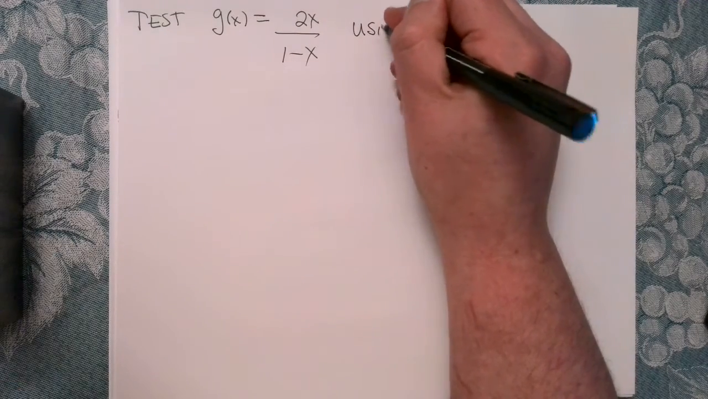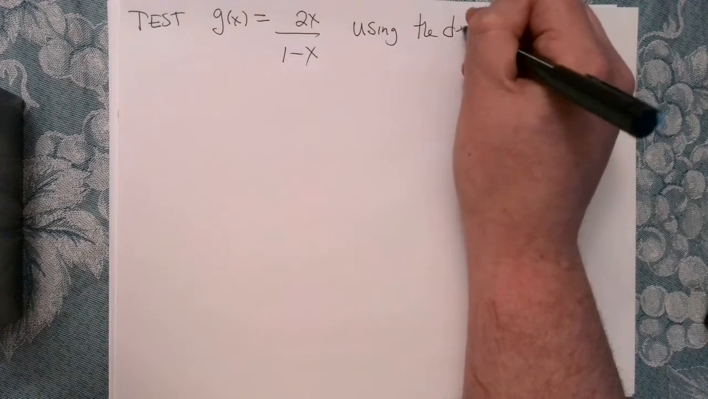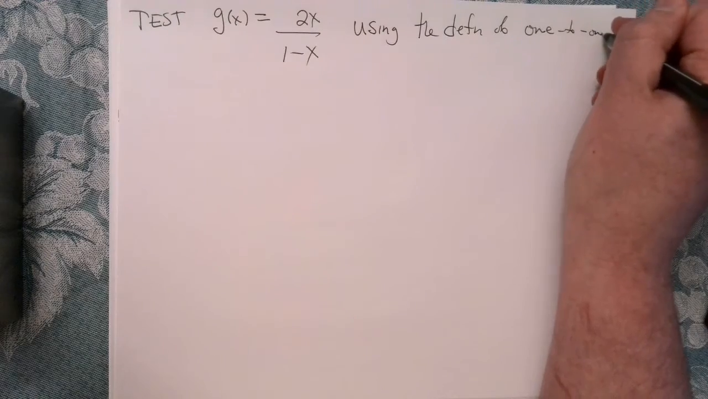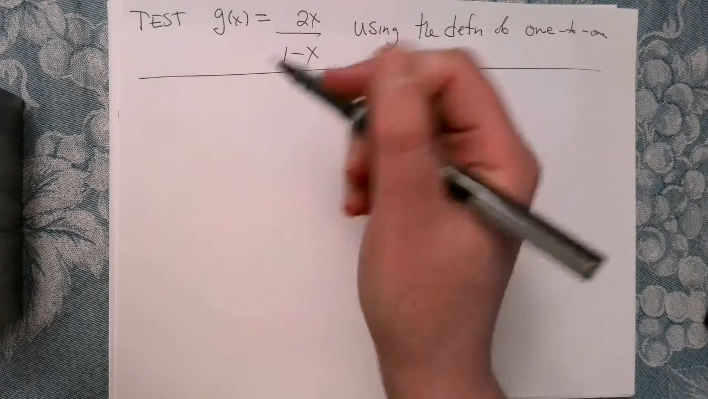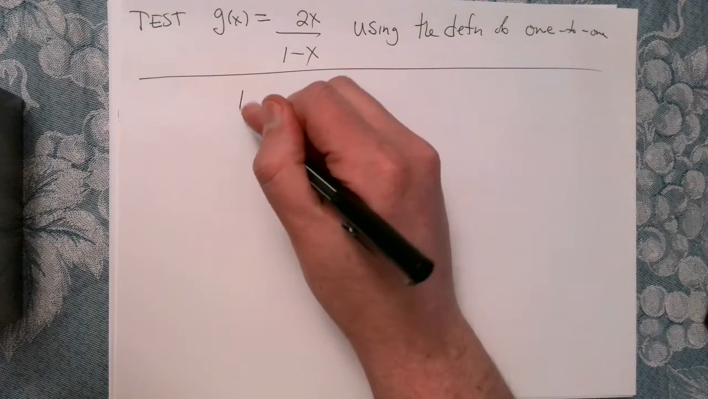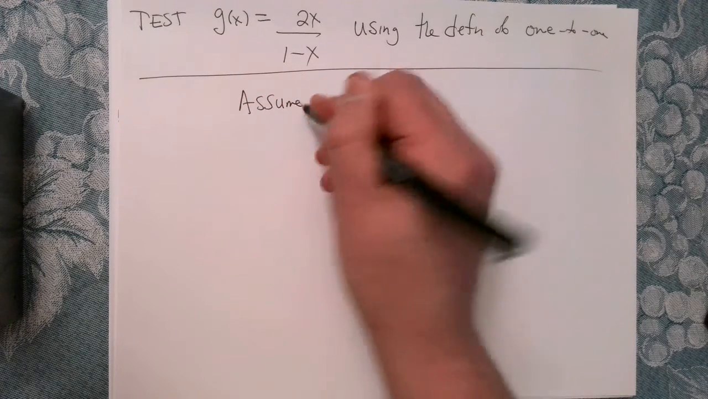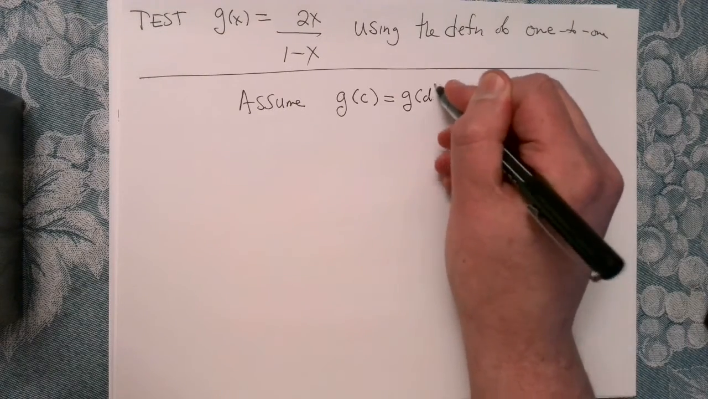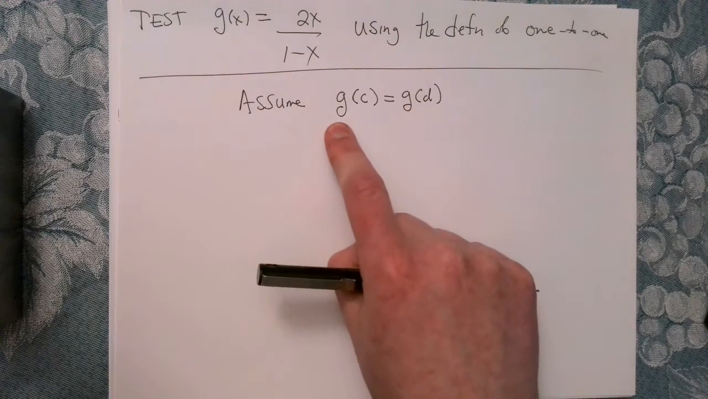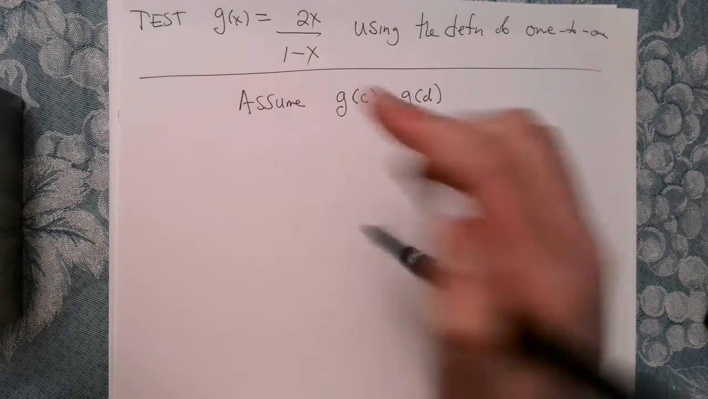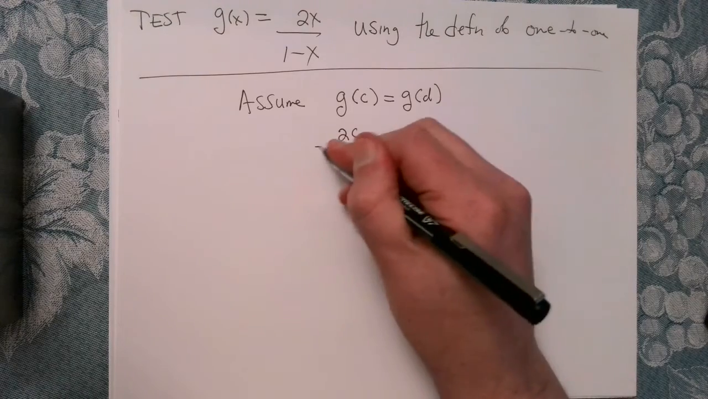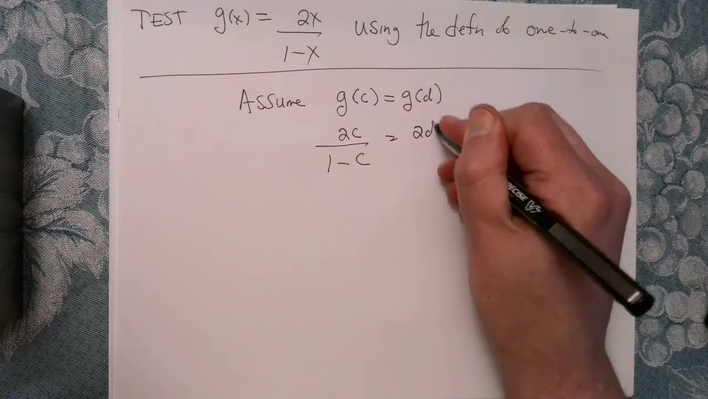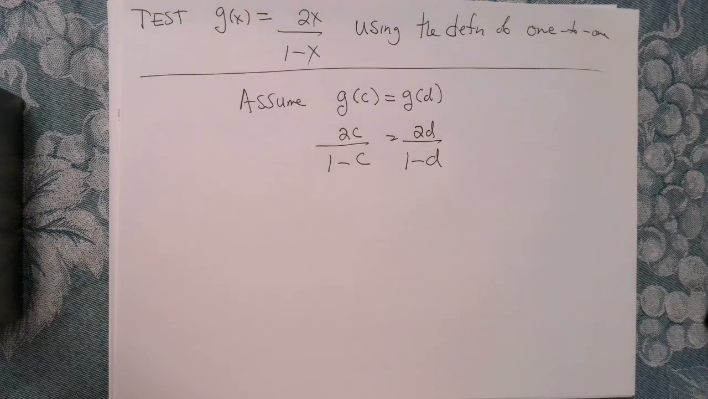And we're going to test it using the definition of one-to-one. Okay, so let's assume that g of c equals g of d. So what is g of c? It's exactly our function evaluated at x equals c. So that gives me 2c over 1 minus c. And so similarly, g of d is 2d over 1 minus d.